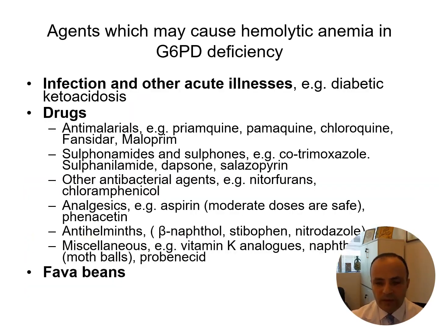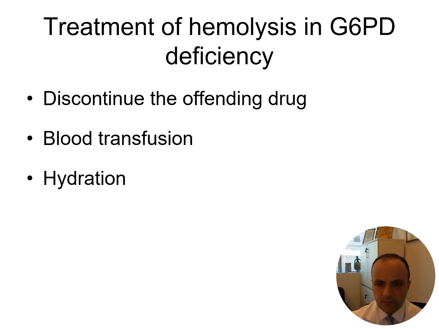And there are really multiple entities that can cause G6PD deficiency crises. Any acute infection or acute illness, diabetic ketoacidosis, sepsis, and so on, and lots of drugs can cause that. And of course, fava beans, as we said. Treatment is essentially to stop whatever drug is causing it, transfuse the patient as needed, and give hydration, and make sure the process resolves over time.